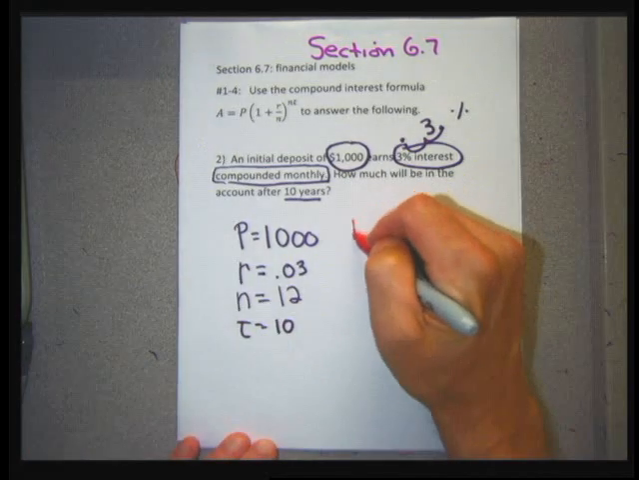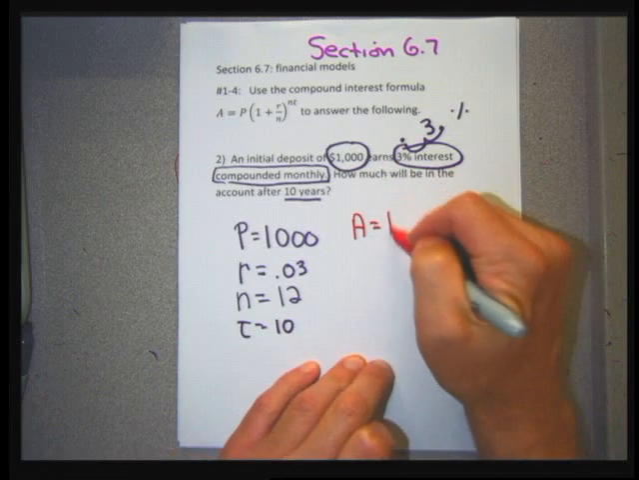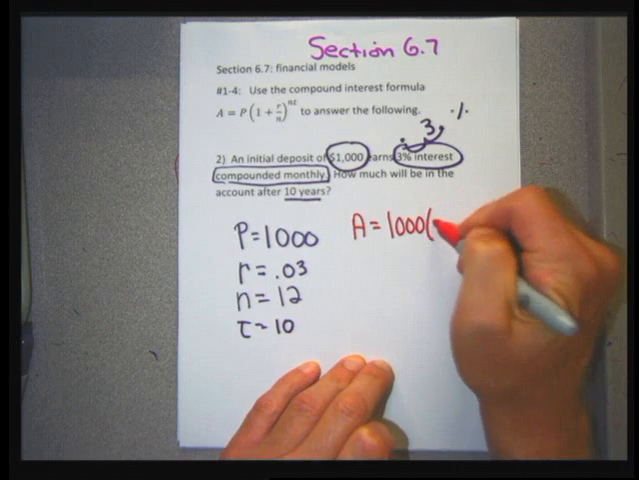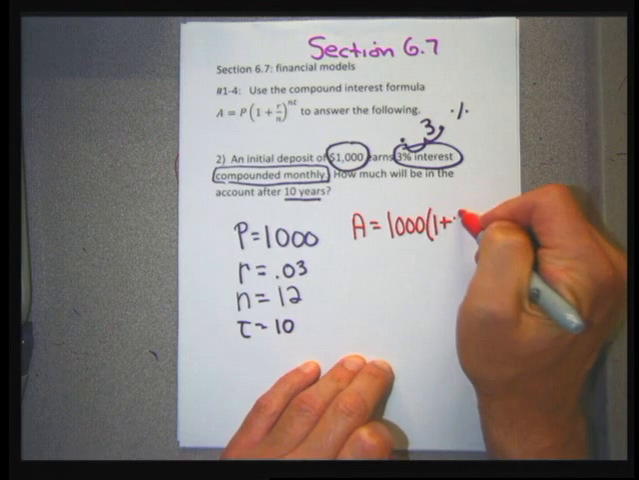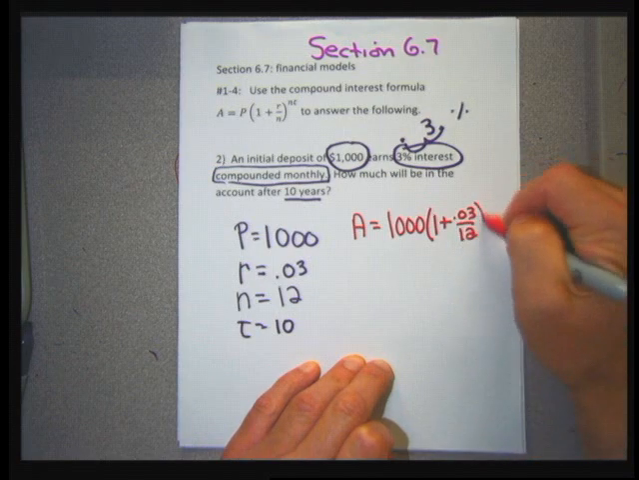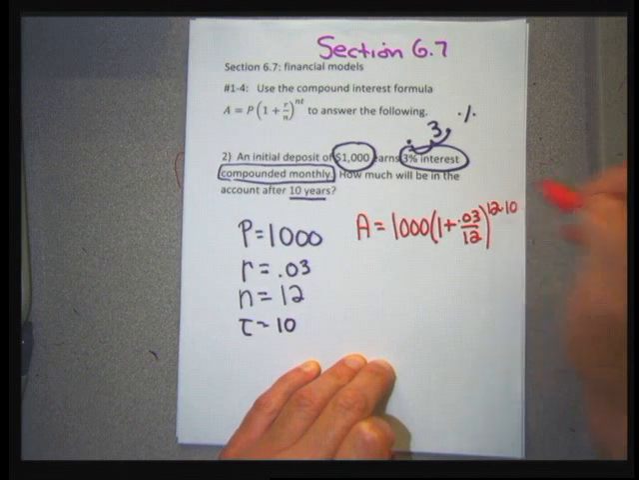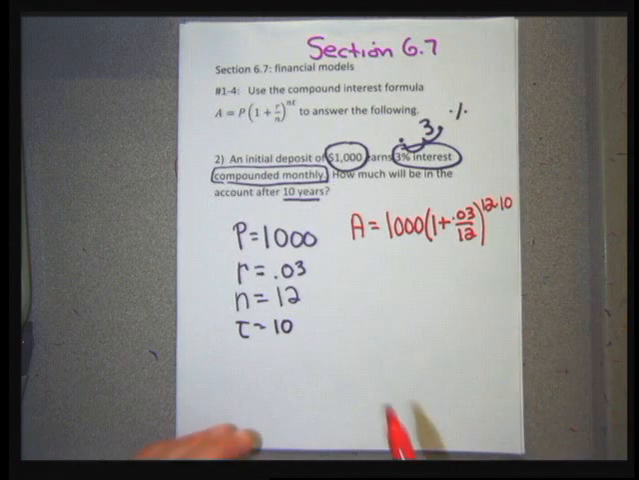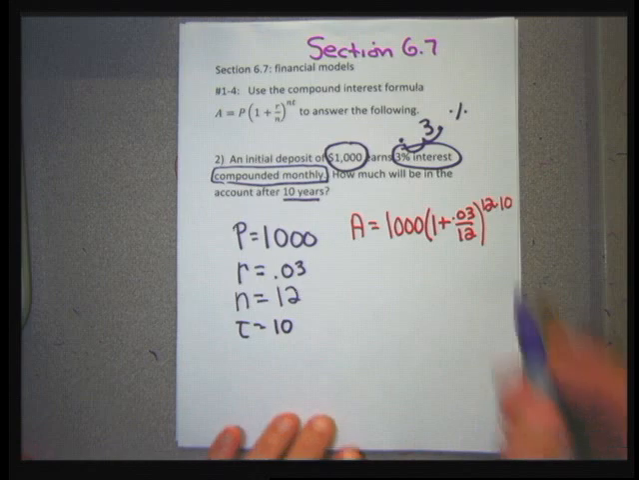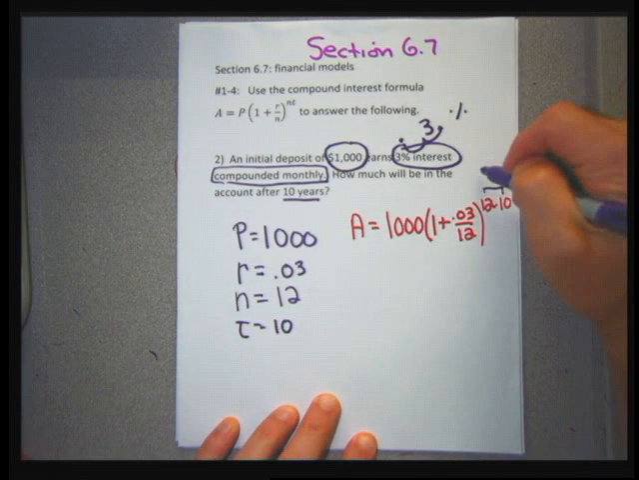Because I don't have a value for A, I won't have to do any algebra. I'll be able to get the entire answer via my calculator. So I'm going to take these numbers, plug them into the formula, and I can get my answer without doing any algebra, completely on the calculator. When you use your calculator, this right here has to be in parentheses.